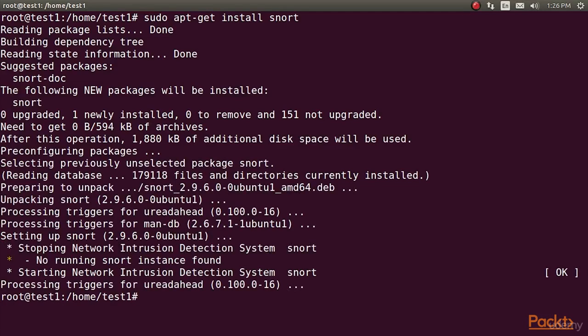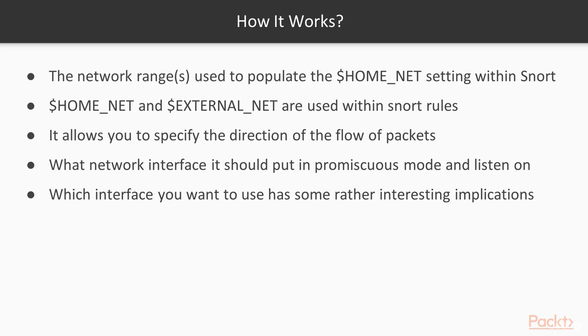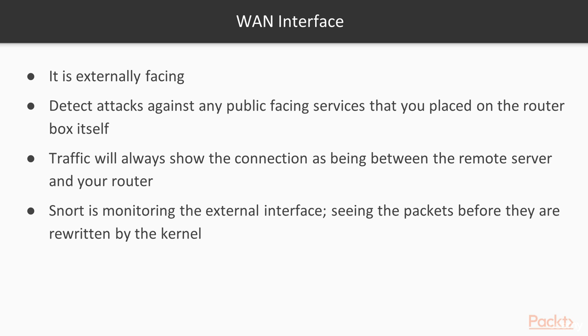Cool. Now let's see how it works. The network range that you defined as local earlier is used to populate the HOME_NET setting within Snort. HOME_NET and EXTERNAL_NET are used within Snort rules to allow you to specify the direction of the flow of packets which you care about. Snort also wants to know what network interface it should put in promiscuous mode and listen on. Which interface you want to use has some rather interesting implications as to what you can see and how it will look. Now we will see some important terms.